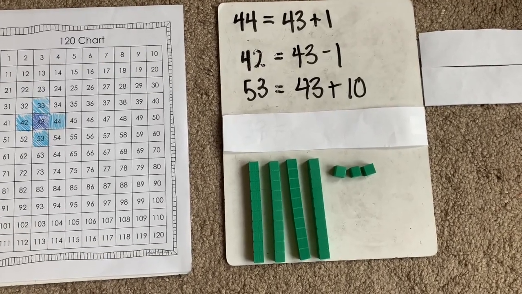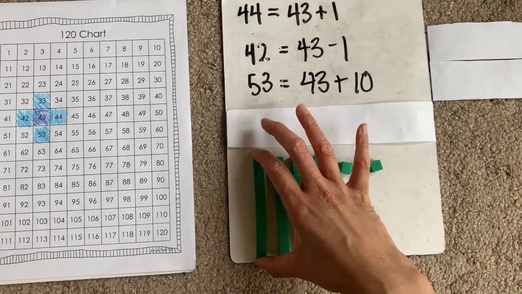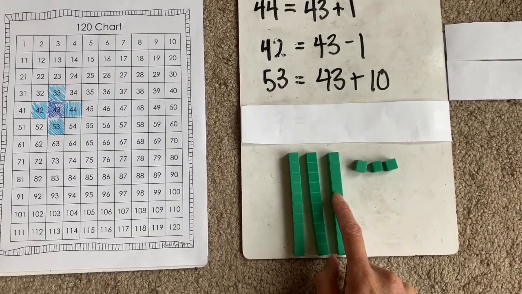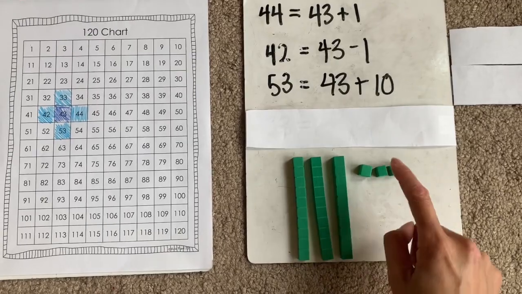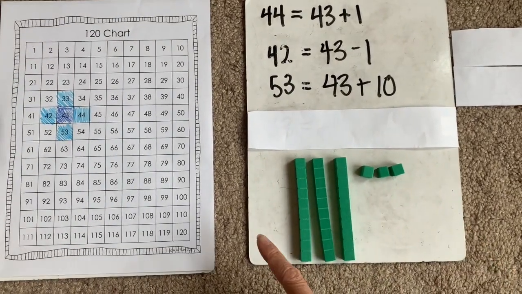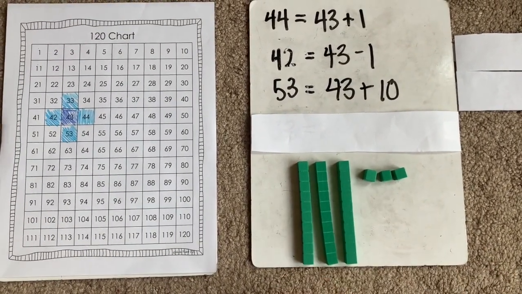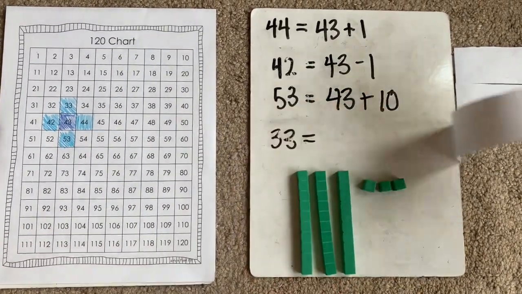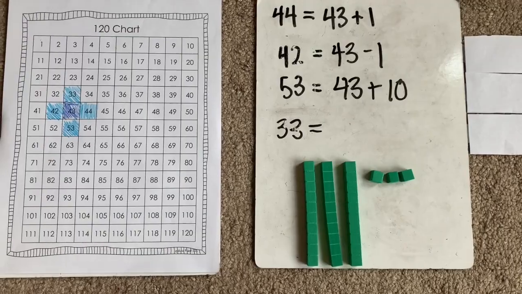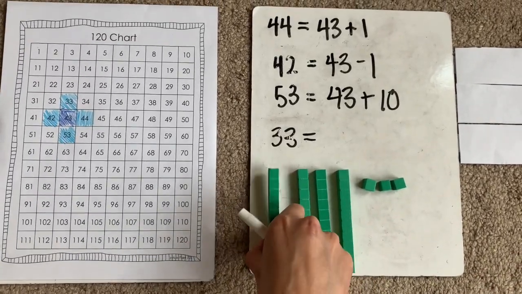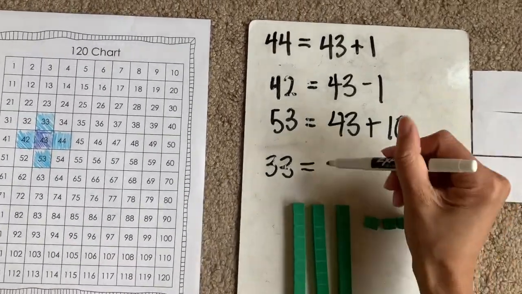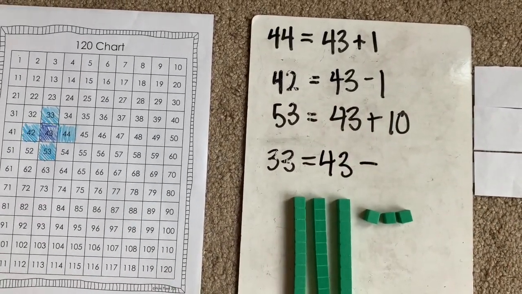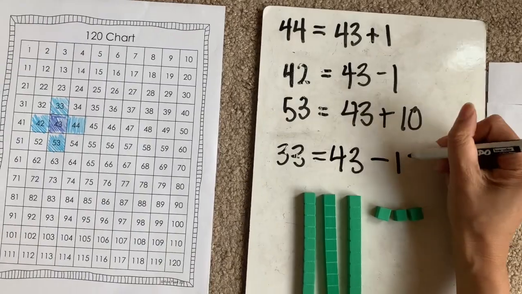We're going to take away one of our 10s so that we have 3 tens. 1, 2, 3 tens is the same as 30, and 1, 2, 3 more. 3 tens and 3 more is the same as 33. So let's write our number sentence. 33 is the same as 43 minus, because we took one 10 away, minus 10.